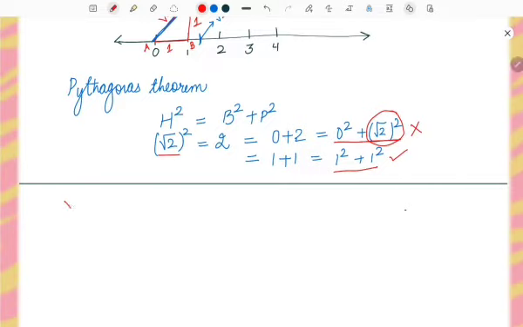To draw √3 on the number line, if I have to represent √3 on the number line, let's make a combination again. √3 square will be equal to 3. Now this has to be a sum of two numbers. We are not considering 0 plus 3. Let's go for 1 plus 2, the only other option we have. It can be written as 1 square plus the square of √2. Right? We have already drawn √2.